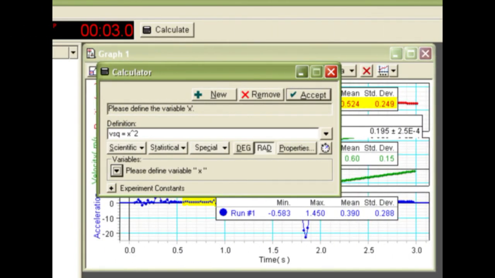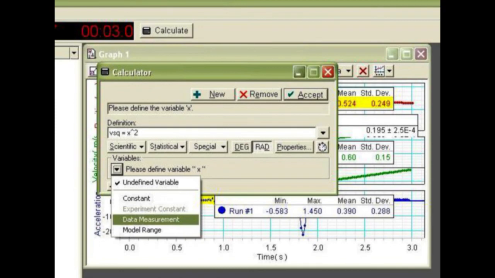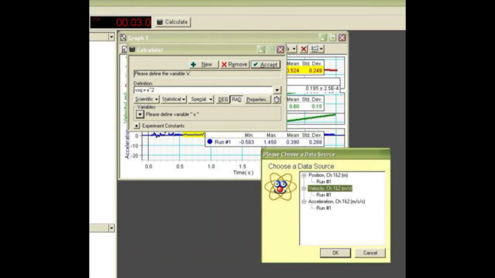The Calculate menu button at the top center of the Data Studio screen enables us to create a variable v squared. Define the function v squared equals x squared. Then click where it says to please define the variable x and choose Data Measurement. Select the velocity data and it will compute the square of velocity.